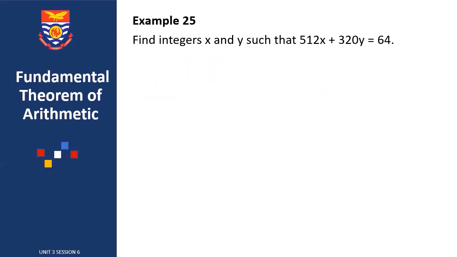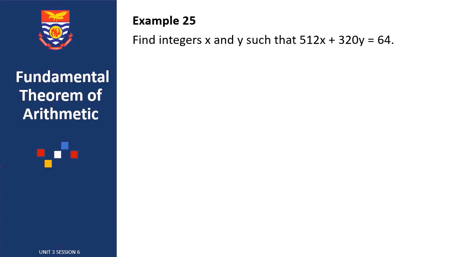So example 25: find the integers x and y such that 512x plus 320y equals 64. We solved this one in session 5, and we talked about this example. Let's look at the solution now. The first thing to do is find the GCD, using the division algorithm approach.